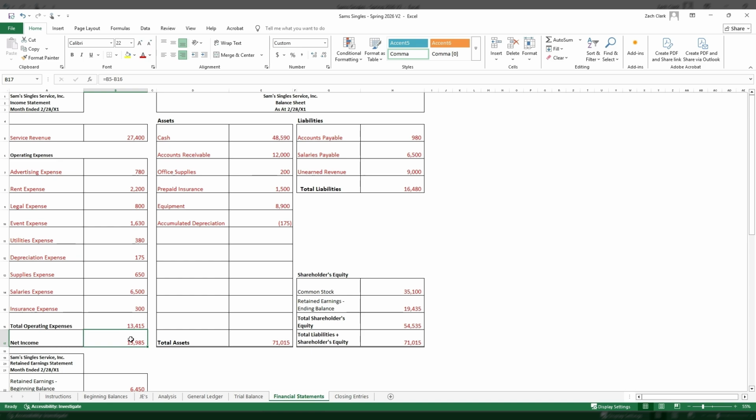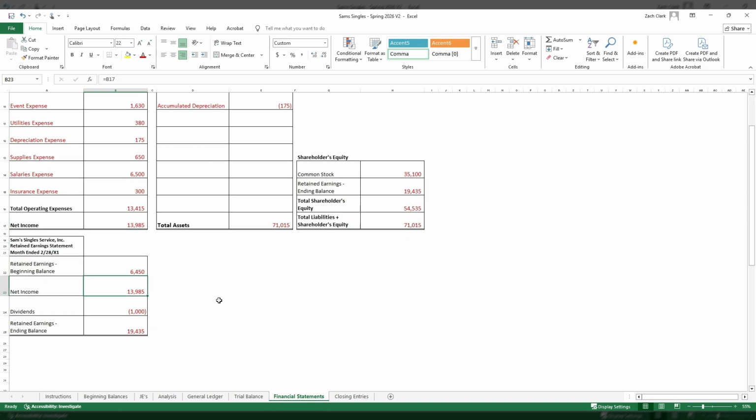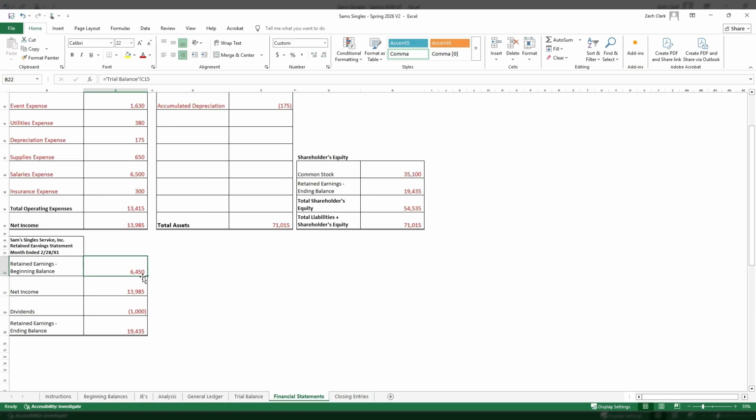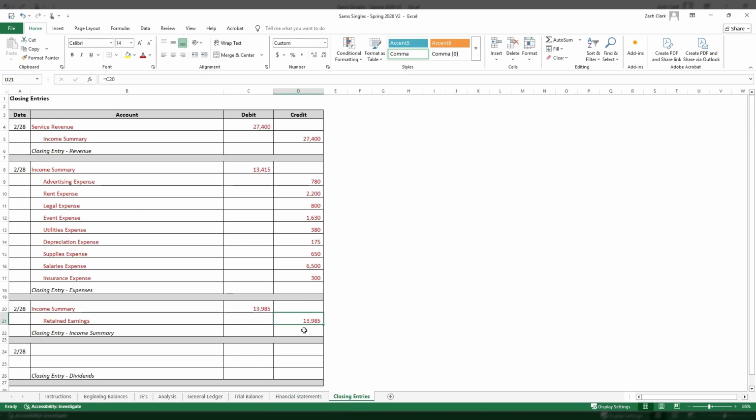which is the same thing you see on the statement of retained earnings. So if we started with 6,450, now we're adding 13,985, and when we credit this 13,985, really what we're doing is the same process of taking that 6,450 starting balance and adding the additional 13,985. So that brings us up.